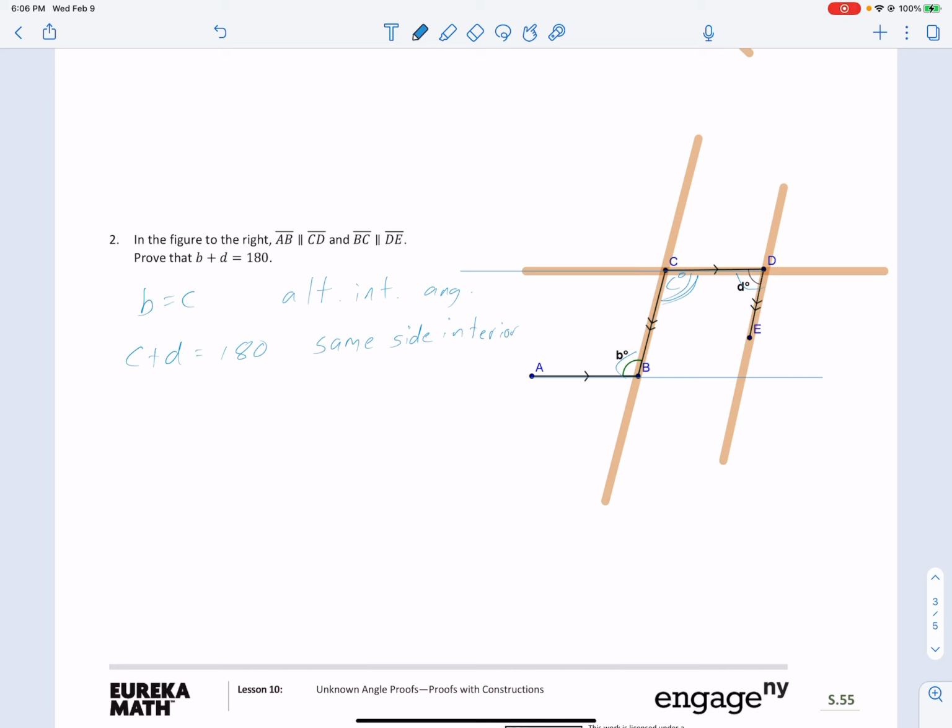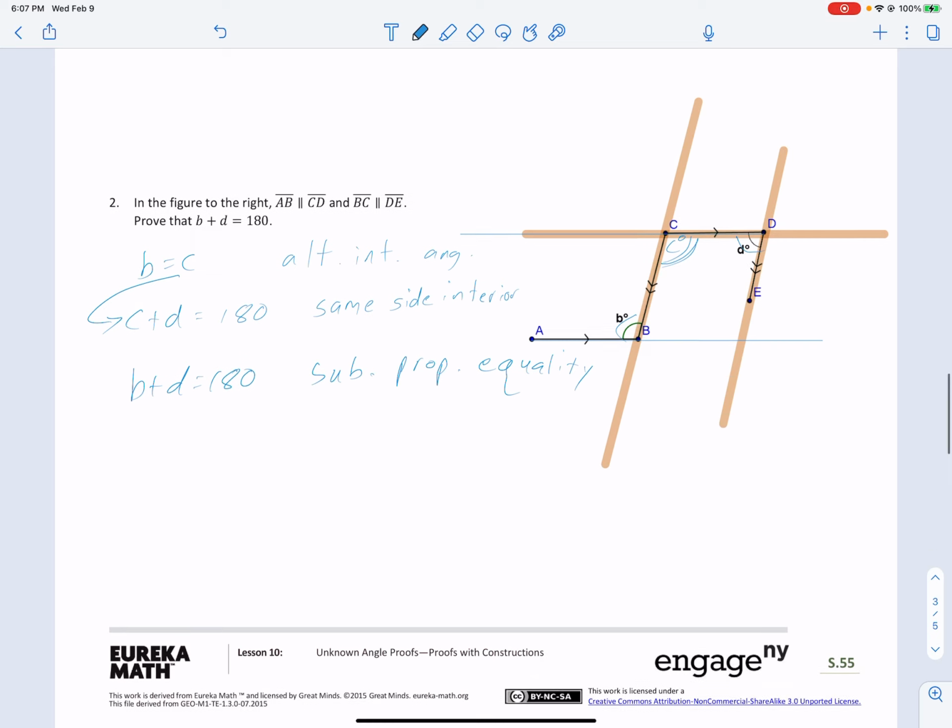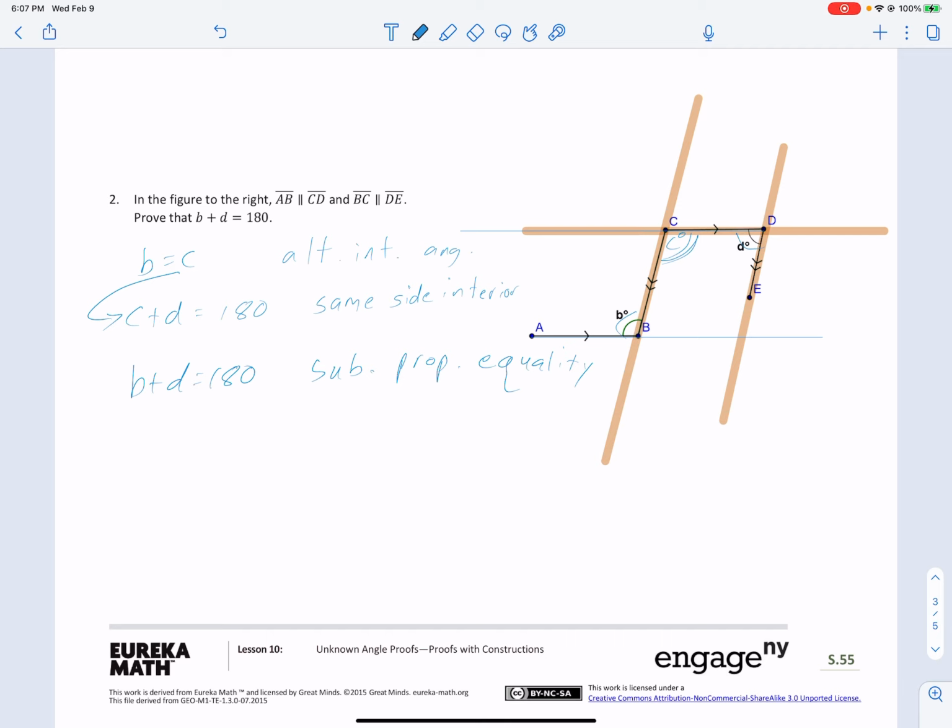And we can also do the exact same thing since we know that C is equal to B, we can substitute that in right here to say that B plus D is equal to 180 using the substitution property of equality. I didn't even get that letter off. I went to write the Q and I wrote a G. Whatever. It took a lot of effort to get there, but it's a substitution property. And that's pretty much it. It seems like it's going to be way more complex than it actually is.